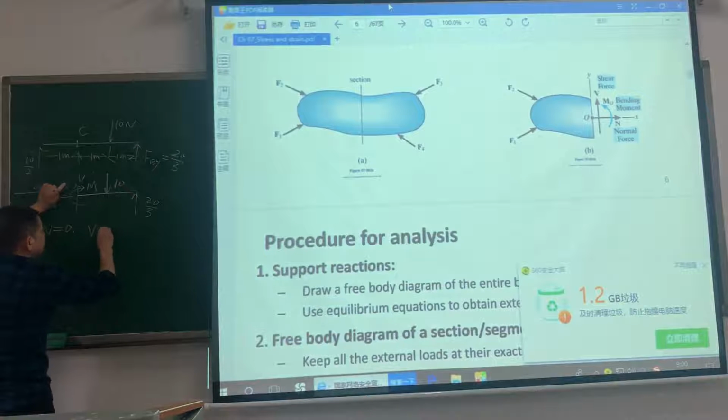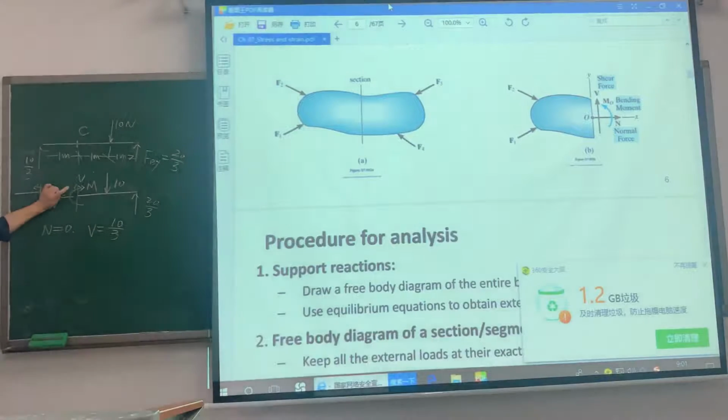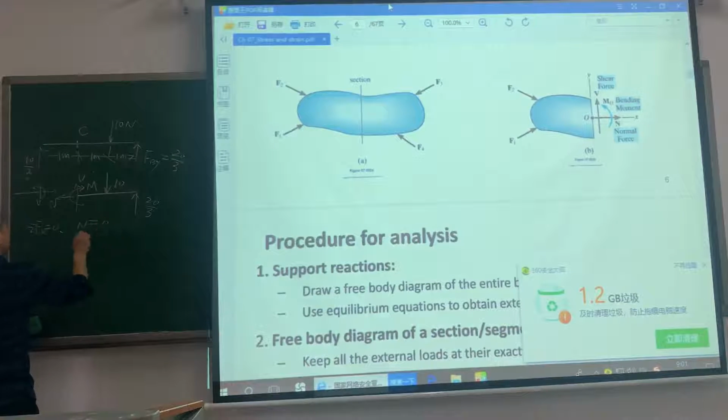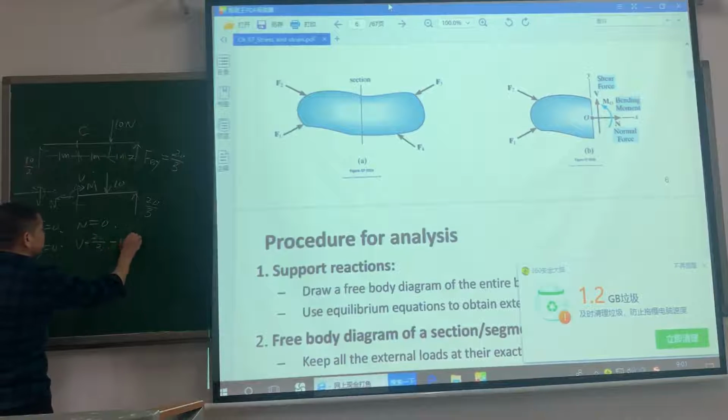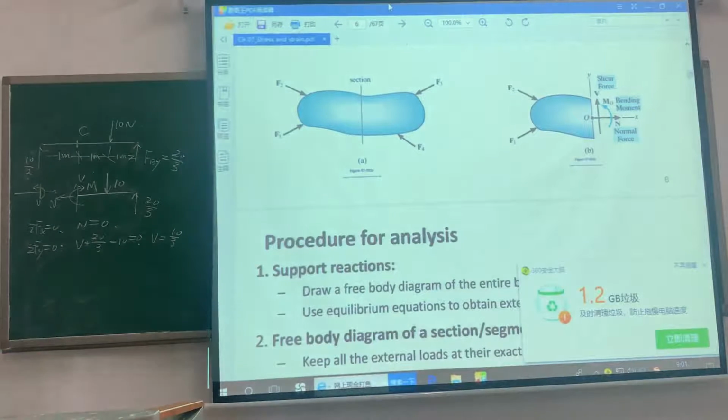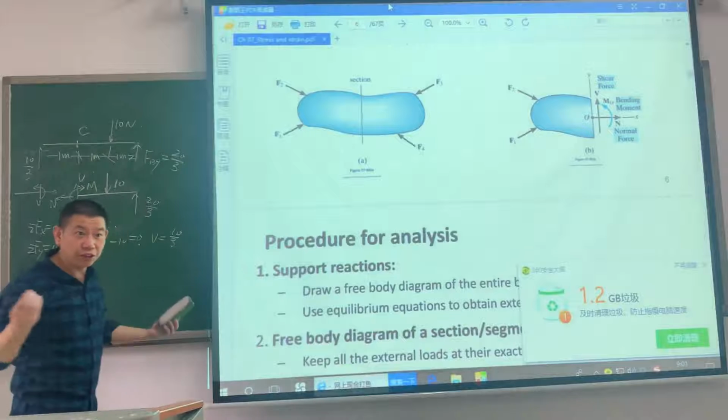V, we can also find it. Maybe you don't know. Sigma Fx equals 0, N equals 0. Sigma Fy equals 0, V plus minus 10 equals 0. So V must be 10 over 3. Yes or no? The same result.